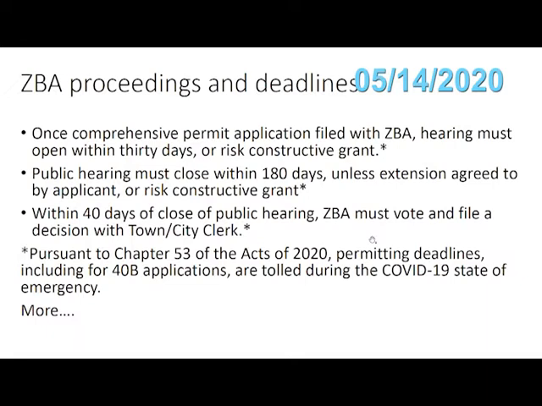Within 40 days of the close, the ZBA must vote and file its decision. 30 to open, 180 days worth of hearing, plus 40 to close and render a decision. Now, under the governor's orders and several orders because of COVID-19, the permitting deadlines have all been extended, and they are including 40B applications. But let's not talk about that now, just because that just gets more confusing. The governor's orders are relevant, but let's just assume that we don't have COVID-19, wishful thinking, and we don't have those orders that we have to concern ourselves with. So right now it's 30 to open, 180 to close, and then 40 to file.